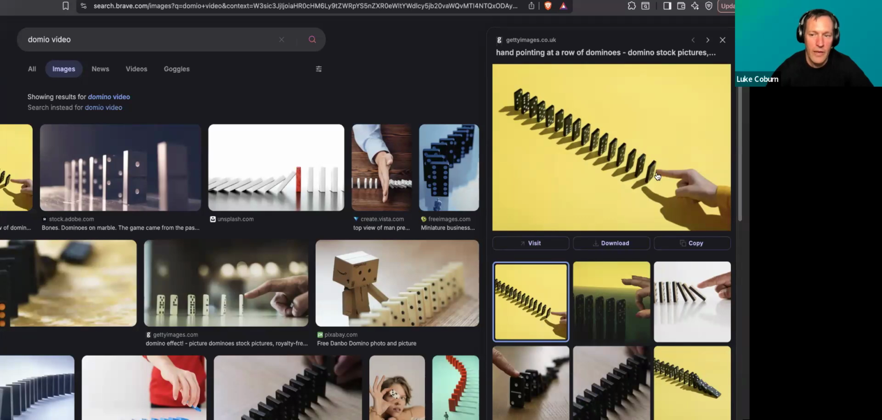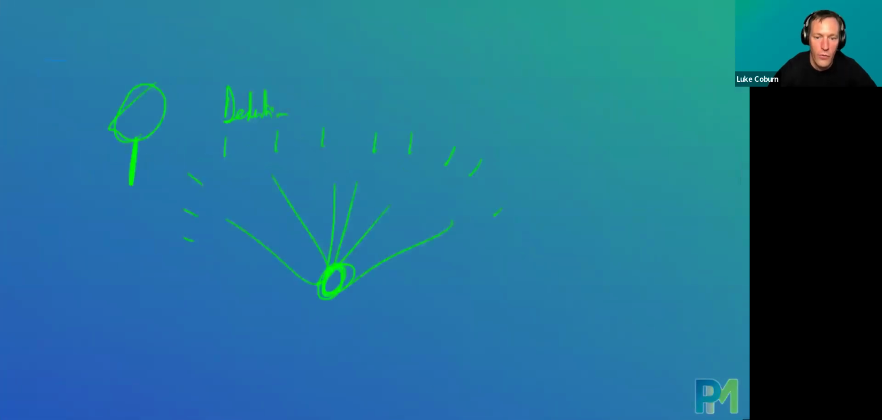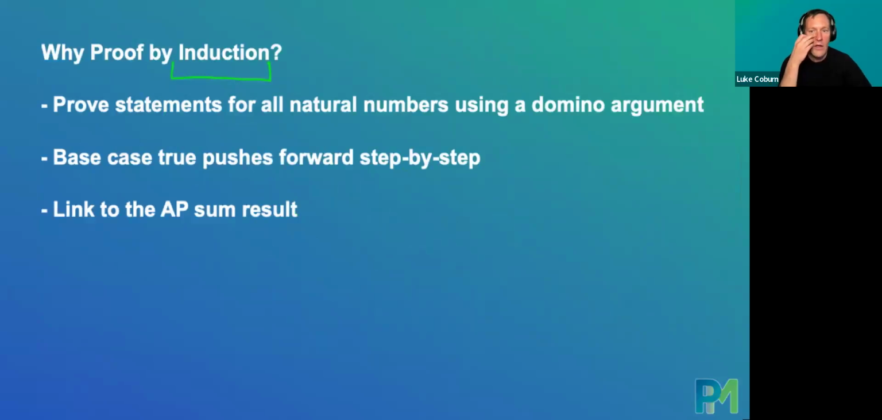And for us, that would be the equivalent of knocking that first domino. And then that first domino, after being knocked, has to knock the second domino. And that has to be true for all the way along the list. So we'll see this in practice in a second. Okay, so that's the idea. Let's have a look at how we're going to go about doing this.